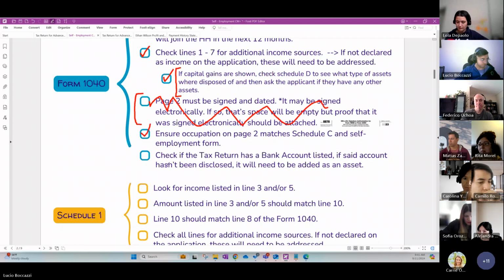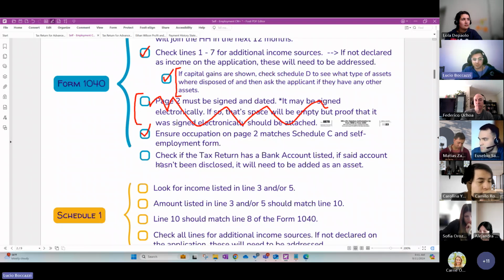Yeah, should we have a proof of transmission for each occupation or just one for the whole thing? It is just one for the whole thing, right, Carrie? Because it's for the tax return. Correct. Yep.